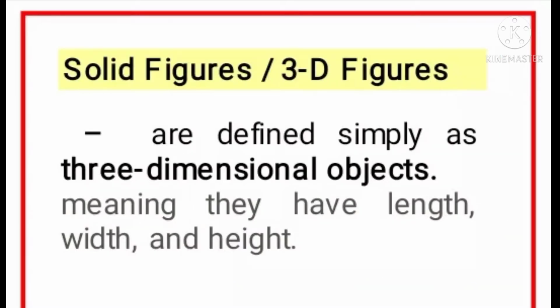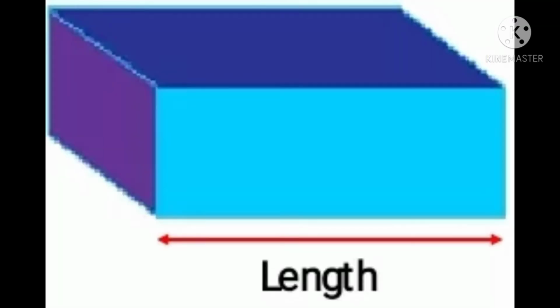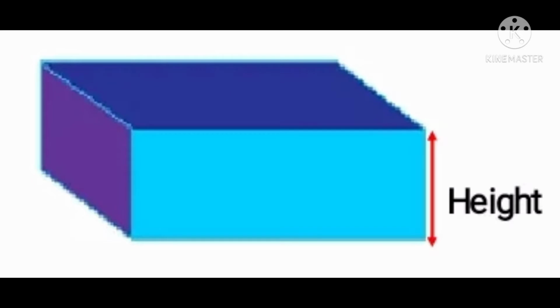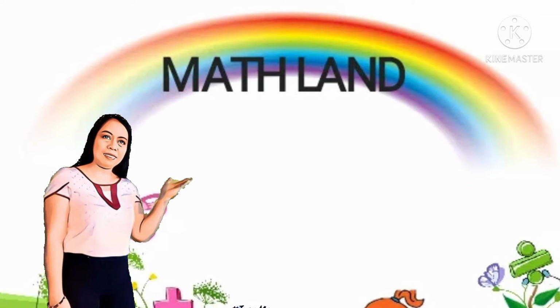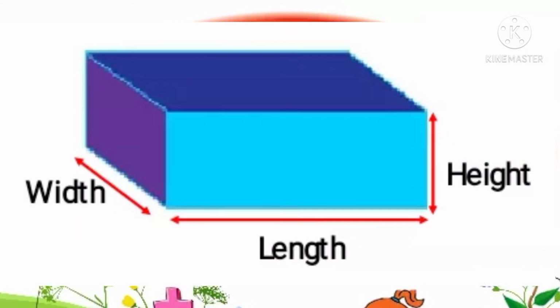Solid figures, or 3D figures, are defined simply as three-dimensional objects, meaning they have length, width, and height. Now, take a look at the dimensions of this solid figure. It has length, width, and height.